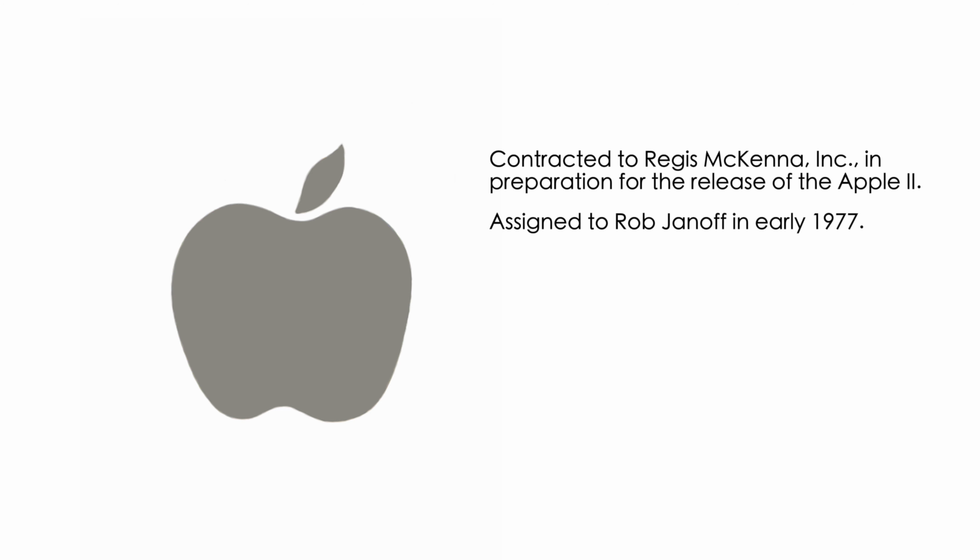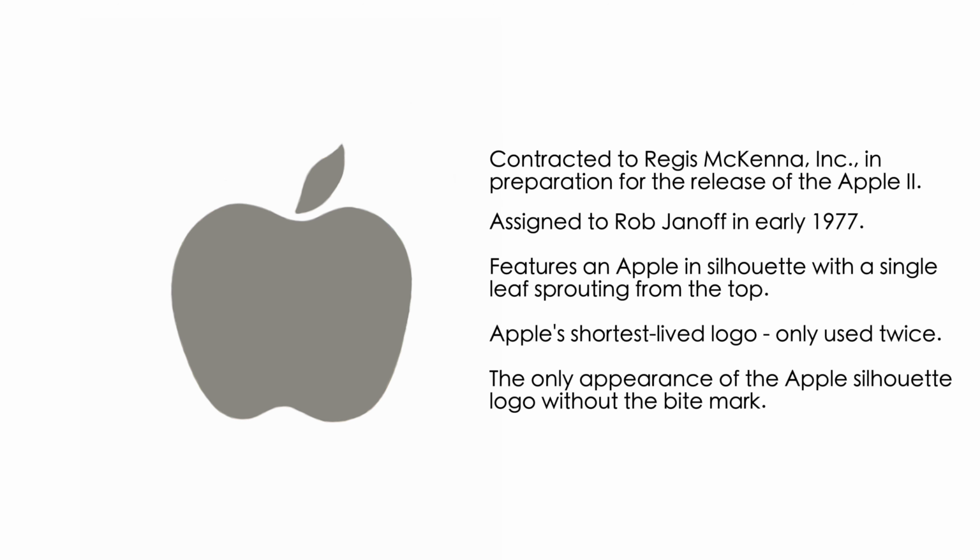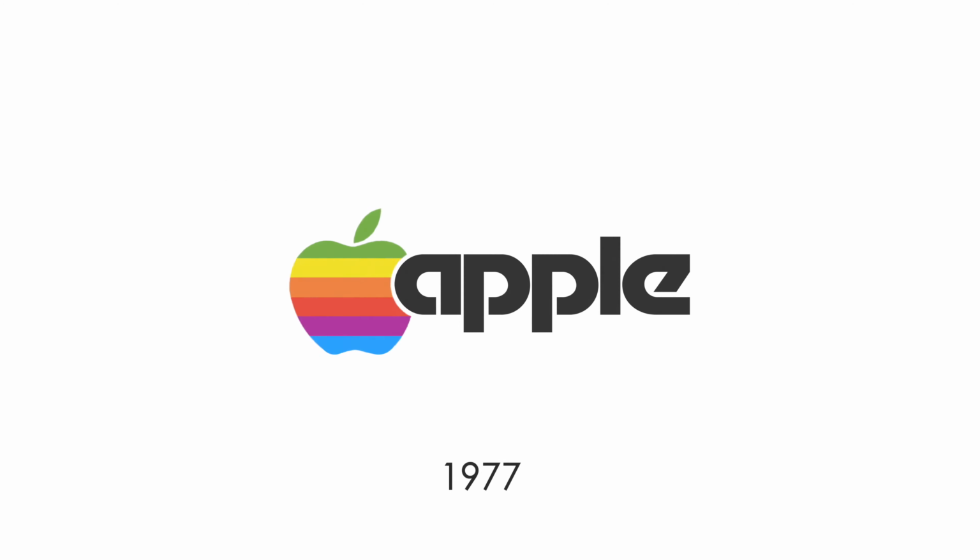Rob, however, was determined to somehow incorporate the fruit itself, and after cutting real apples in half and looking at cross sections, he came up with this logo consisting of an apple in silhouette with a single leaf sprouting from the top. This strikingly simple design was to form the basis of the logo that we all know today, but it was to be used only twice, on the second edition operation manual for the Apple I and the Apple Basic User's Manual.